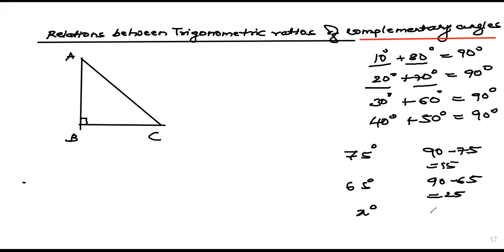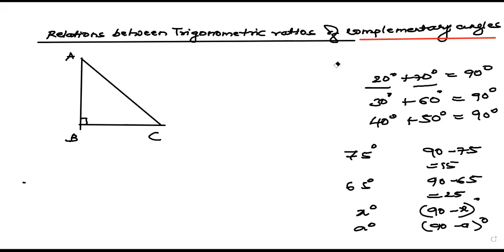Suppose the angle is x degrees, how will we find its complement? 90 minus x degrees. If the angle is a degrees, its complement is 90 minus a degrees. Okay, children, I hope everybody got an idea about complementary angles. Now what do you do?